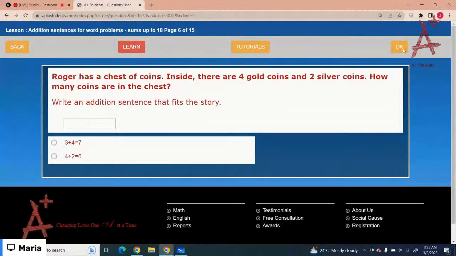Yes, the correct option is the second one. You need to add 4 plus 2, the gold coins and the silver coins, that are the total in the chest. So 4 plus 2 makes, very good, that would be 6.